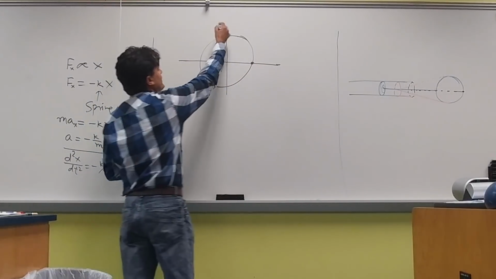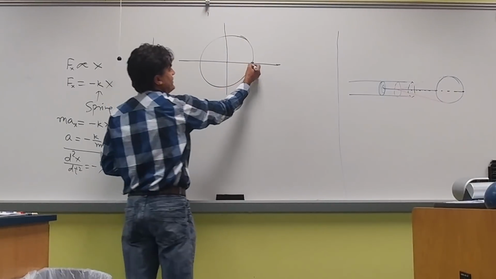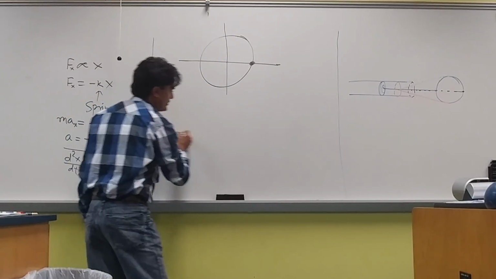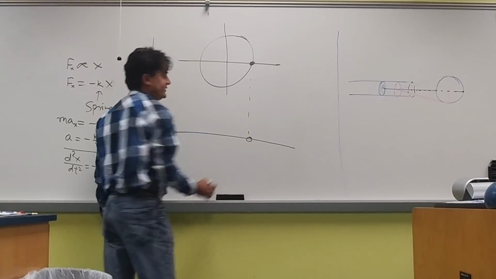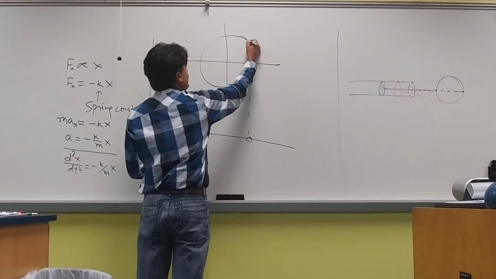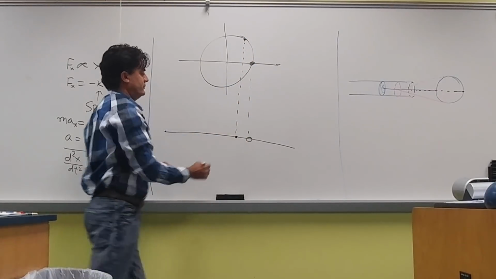So projection means what? You have a flashlight here, and light is coming here, and you have a certain ball rotating in a circular orbit, and this is your projection. So when the ball is here, the shadow will be there, right? And if the ball goes here, the shadow goes here.